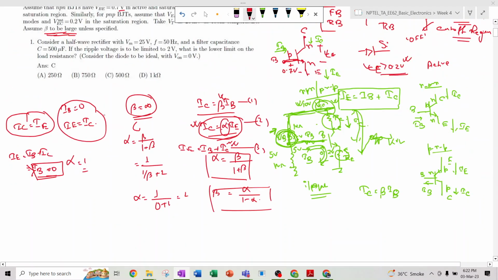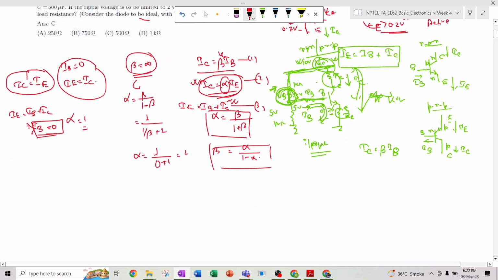Okay, so I am going through the first question. This question is about the half wave rectifier. Consider a half wave rectifier with Vm equal to 25 volts, frequency 50 hertz, and the capacitance is 500 microfarad. If the ripple voltage is to be limited to 2 volts, what is the lower limit of the load resistance? Consider the diode to be ideal. That means if it turns on, it doesn't drop any potential and is simply 0 volts. That means the diode becomes a direct short circuit.